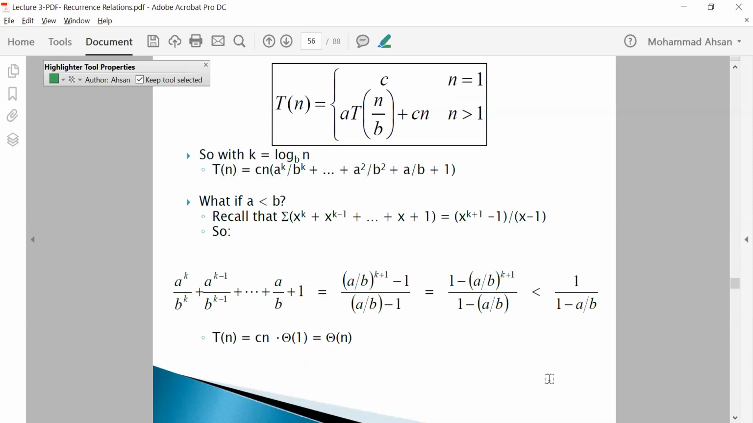So 1 minus a by b is kind of changed into a constant value. In the sense, these are constants. 1 divided by, let's say a is less than b. So 1 minus 1 by 4 will be 0.75, and 1 divided by 0.75 will be a constant. So it is essentially a constant value because a and b are numbers. There is no n associated with them.